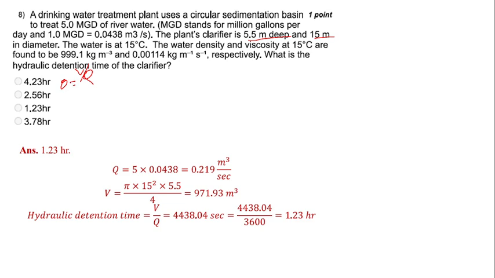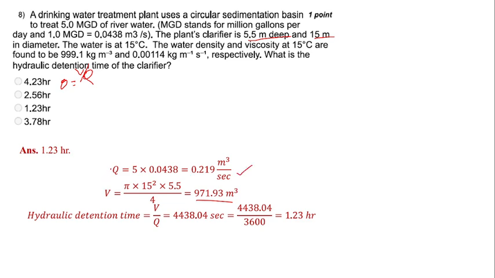Okay. Now to find this, you know the flow rate, which is 5 mgd, and you want to find the volume with the specifications given. So we know V is equal to pi d square by 4 into h. Diameter is 15 meter, so 15 square. H is 5.5 meter depth. So it is substituted. So volume is calculated, which is 971.93 meter cube, and Q is 5 mgd. So 5 into 0.0438 is 0.219 meter cube per second.